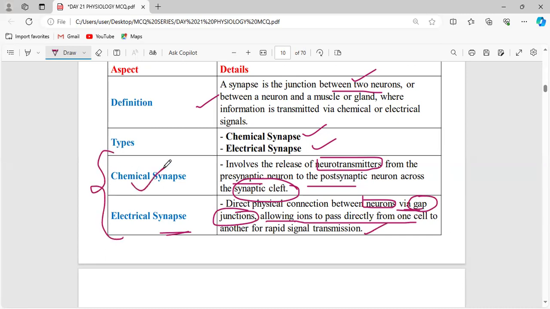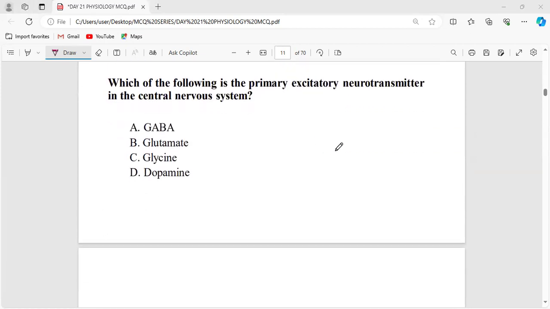Among these two synapses, chemical and electrical, which is very effective? When we compare these two synapses, which is very effective? Obviously, that will be the electrical synapse, right? Yeah, always the electrical synapse will be very effective.